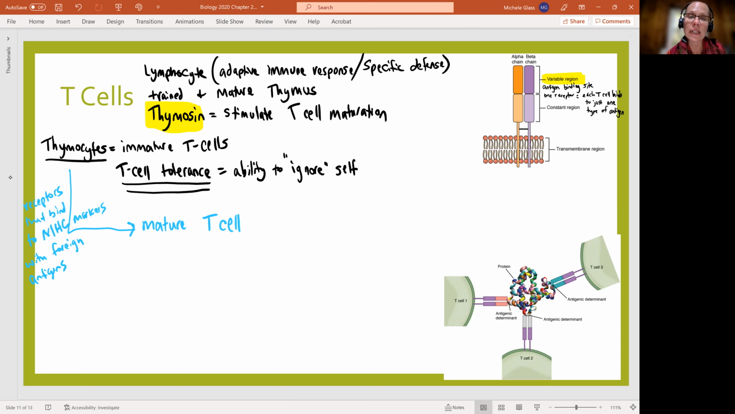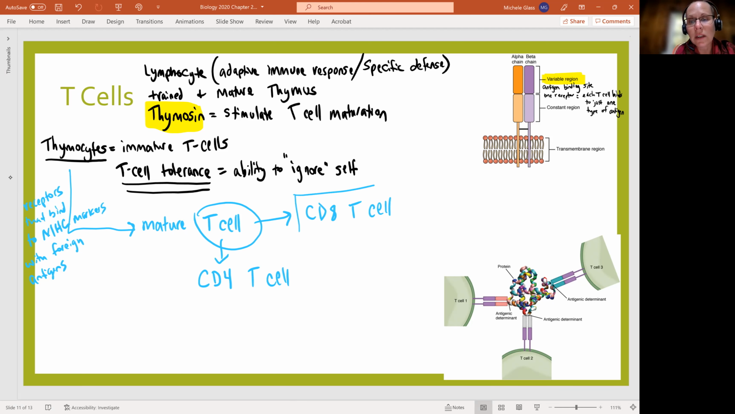So your thymocytes are given these opportunities to bind to different types of cells, and only those thymocytes that are recognizing and binding to your MHC markers holding foreign antigens are allowed to mature. And as part of this maturation process, they further differentiate into what we classify as a CD4 T cell, or what's called a CD8 T cell.